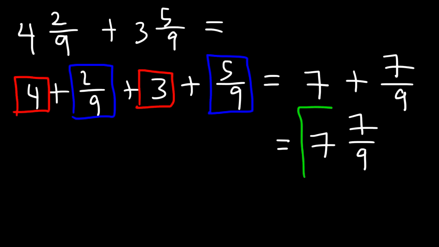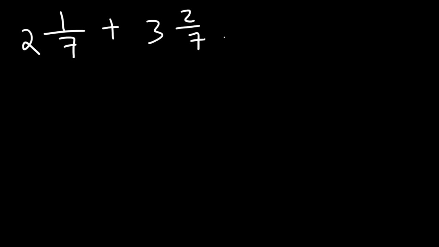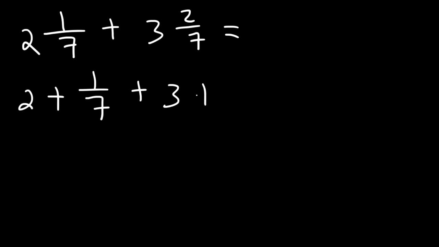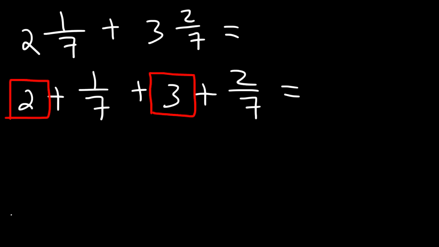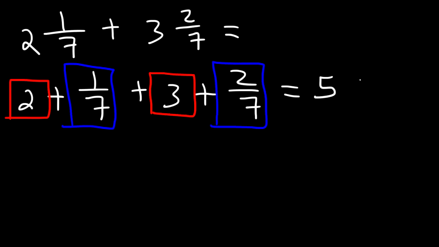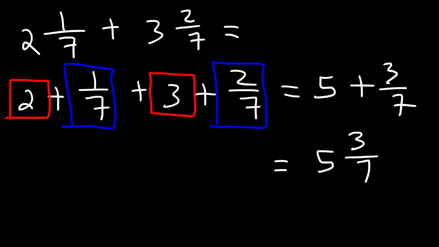And so that's it for this example. Now let's try another similar one. So 2 and 1/7 plus 3 and 2/7. So let's do the same thing. Let's expand this expression. So we can add 2 plus 3, the whole numbers, and that's going to give us 5. And then let's add the fractions with like denominators. So 1 over 7 plus 2 over 7 is 3 over 7. And so our final answer is 5 and 3/7.